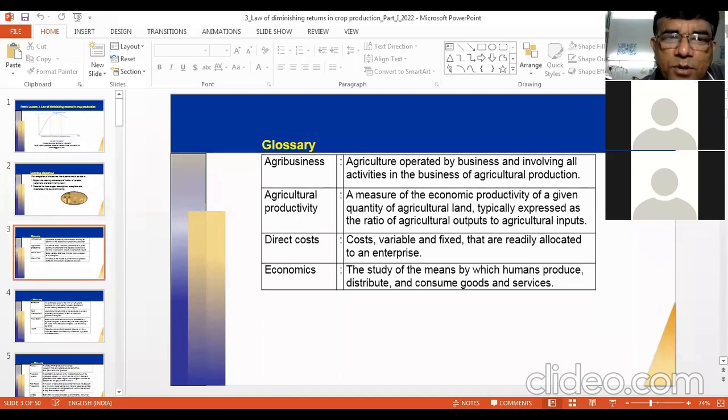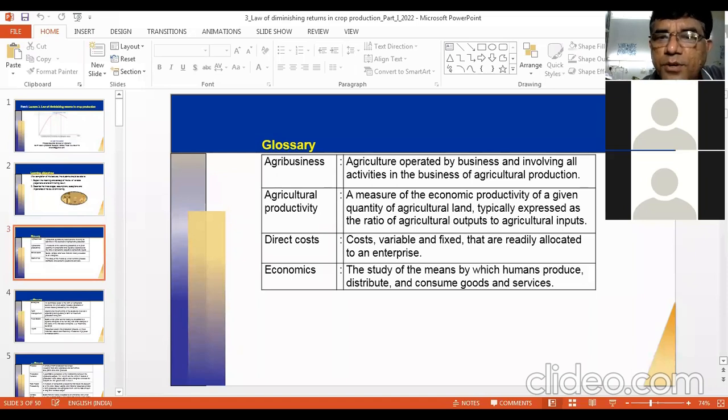Now see some terminology, agribusiness. Agriculture operated by business. When we consider it as a business, when we follow the rules, guidelines, and things related to business in agriculture, it becomes your agribusiness. And it involves all activities in the business of agricultural production. Agricultural productivity, a measure of the economic productivity. Remember, it is economic productivity, means with respect to economic part that you harvest from the plants.